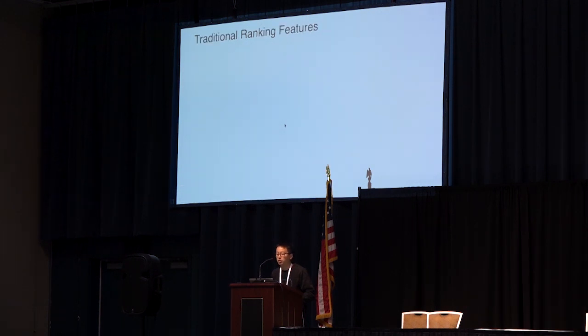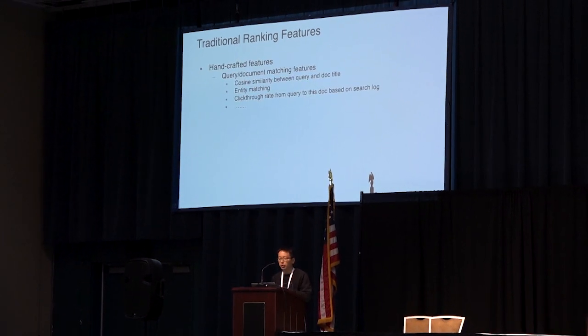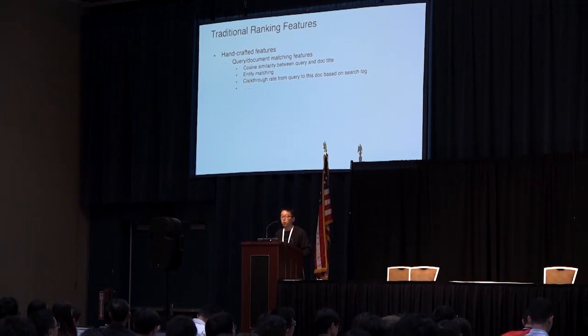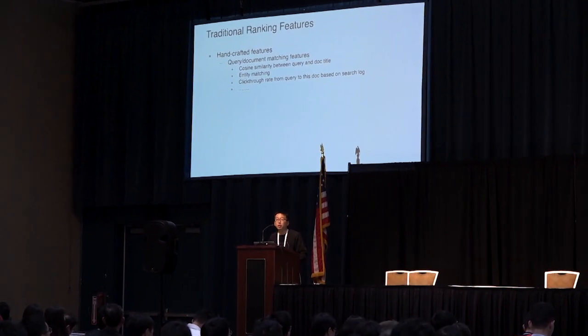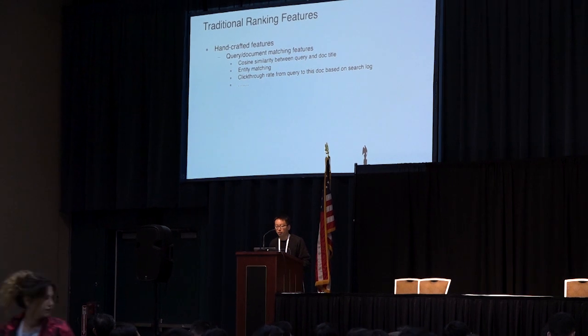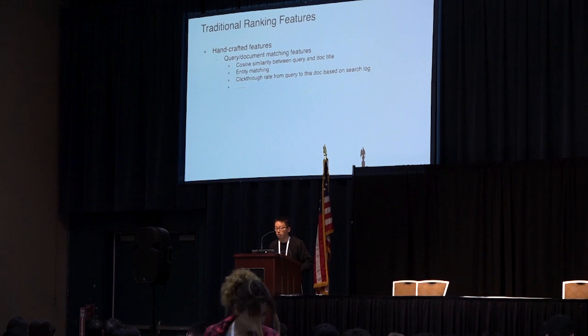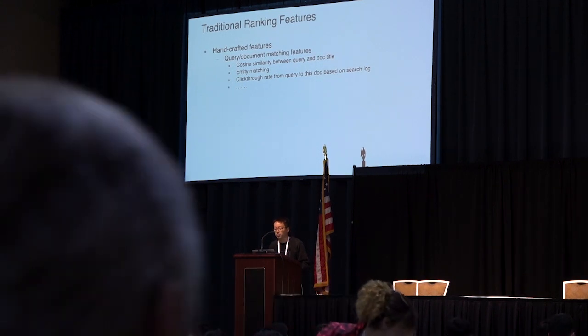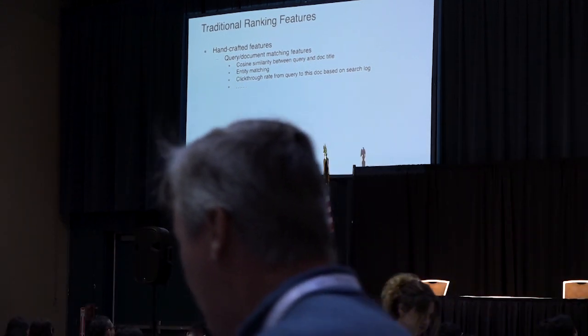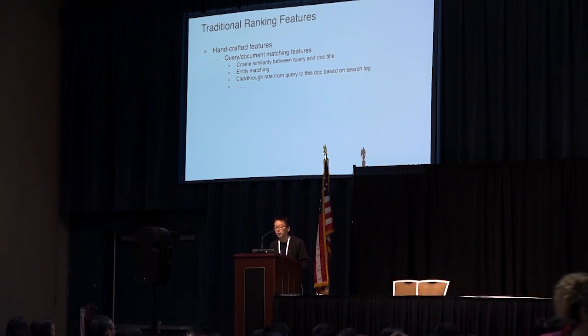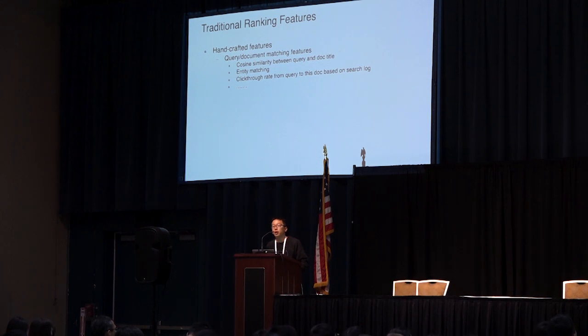Okay, the traditional ranking features. So originally, people always use the handcrafted features. There are mainly two types of features. The first one captures the query document matching features. For example, the cosine similarity between the query and the document title, and some entity matching features. The entity is actually the output of the NER component that Junshi has just introduced.